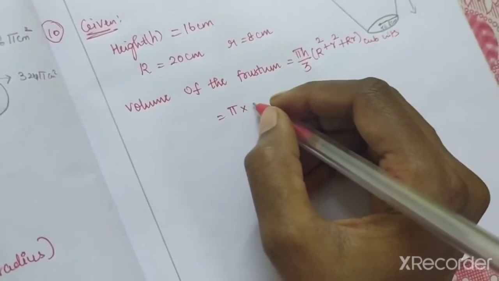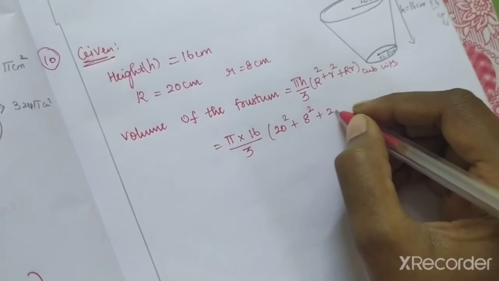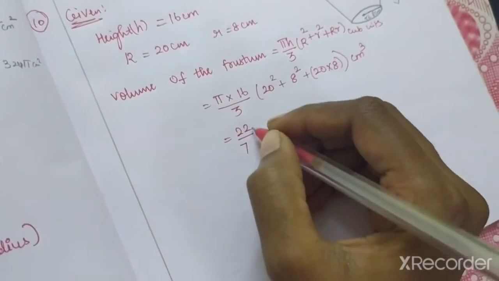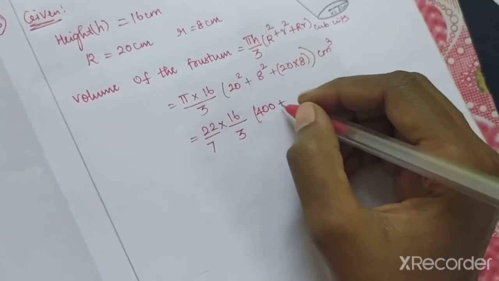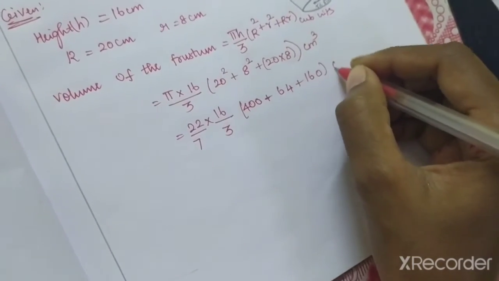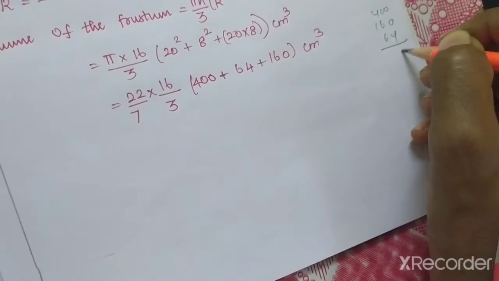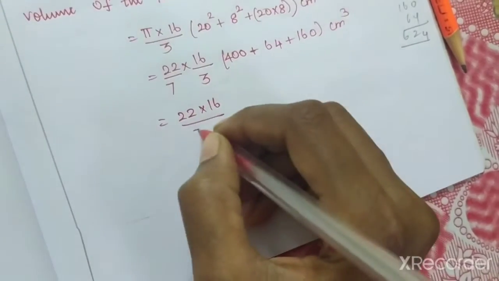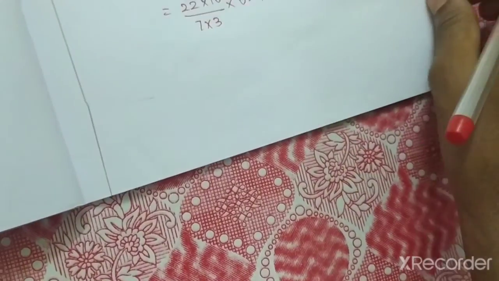So pi into, what is the h value? 16. What's the capital R? 20 square. Small r is 8. What's the unit? Centimeter cube. So 22 by 7 into 16 by 3 into 400 plus 64 plus 160 centimeter cube. That is 624 centimeter cube.